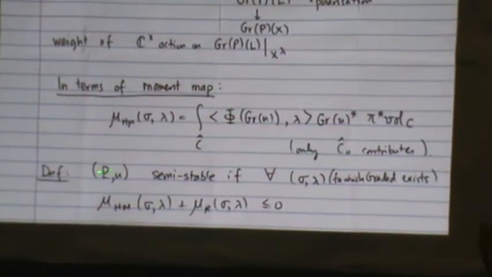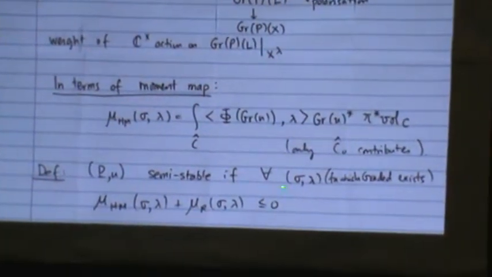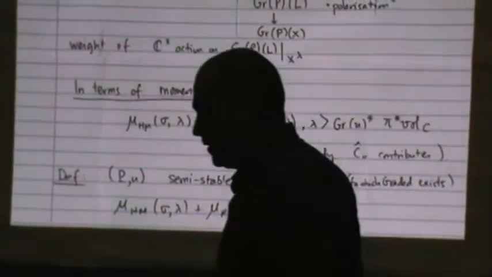And then we say that the pair P, U, that is an element of the quotient stack, would be semi-stable if and only if the sum of the two degrees is bigger than or equal to zero.